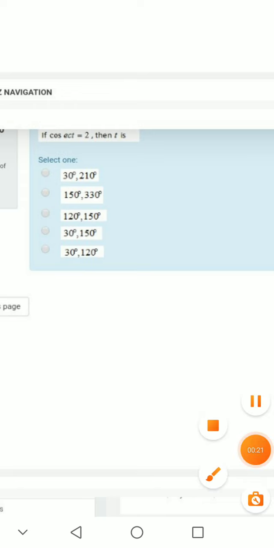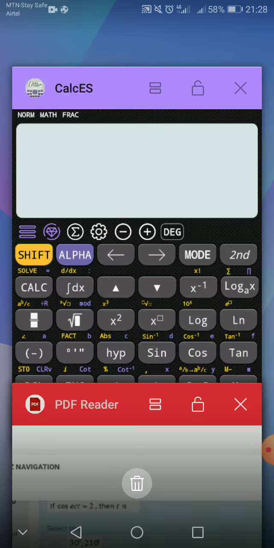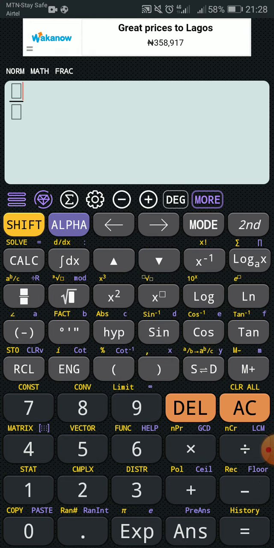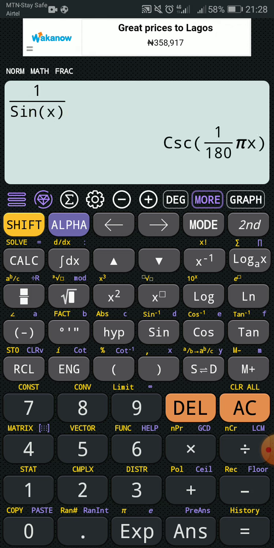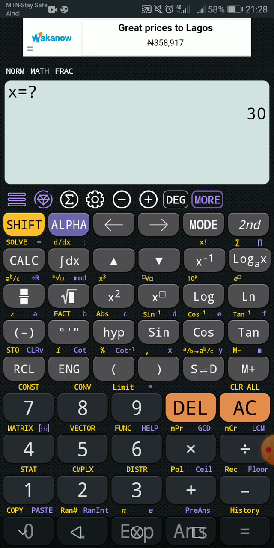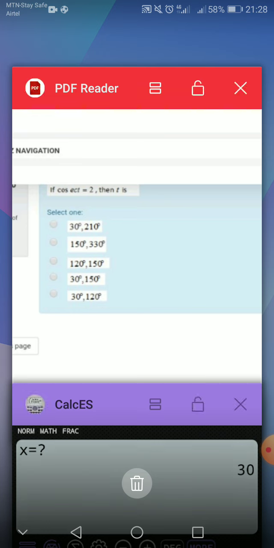We should know that cosec is 1 over sine. So I can open my calculator. I have 1 then all over sine alpha x, and I close the bracket. So I can press calc, then look for each of the options. Any of the options I put and I get 2 is the answer.